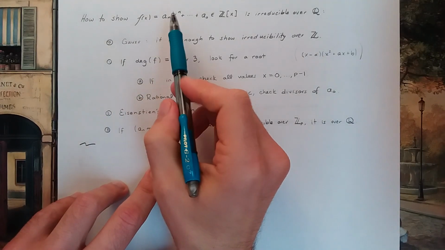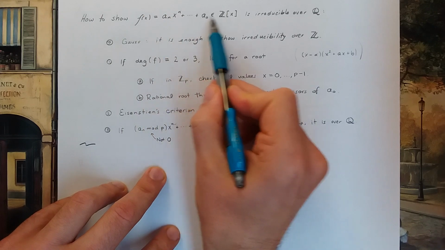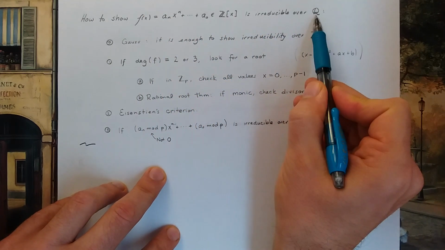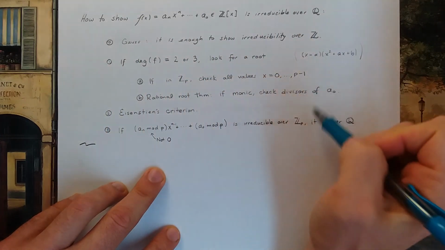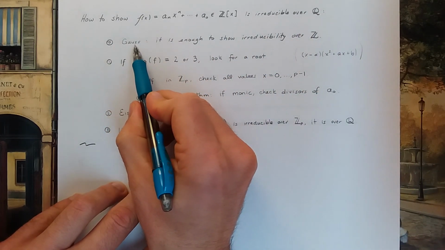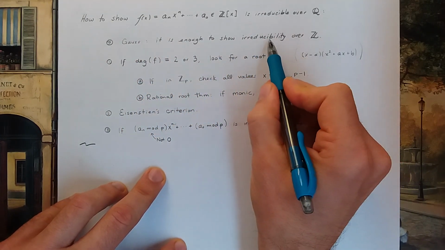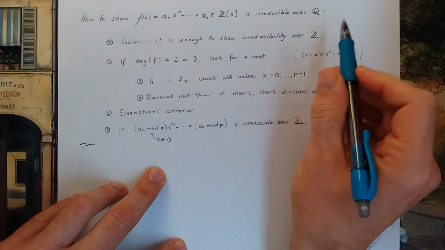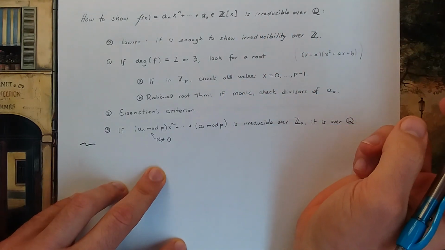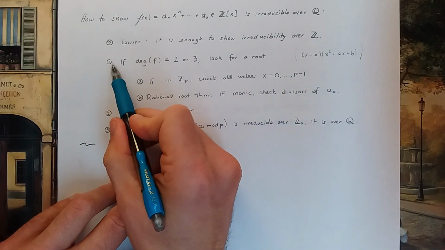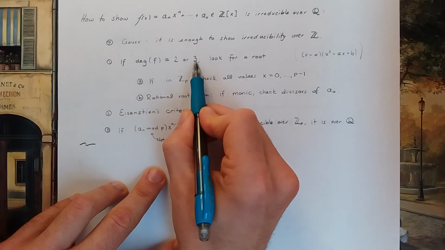So let's recap some of the ways that we've developed to show whether or not a polynomial with integer coefficients is irreducible over the rationals. The overarching idea in all of these statements is due to Gauss. It's enough to show that your polynomial is irreducible over the integers, and then it'll follow that it's also irreducible over the rationals.